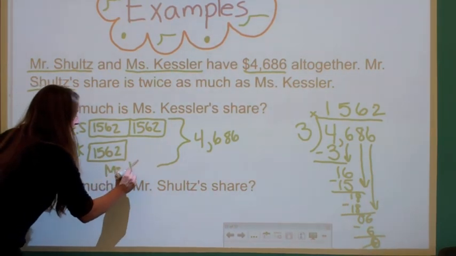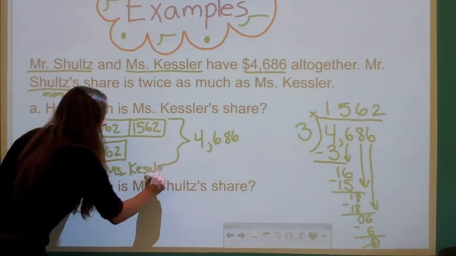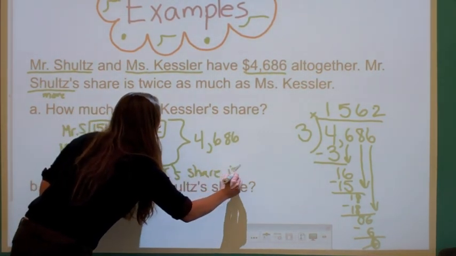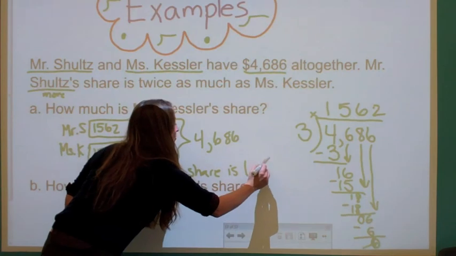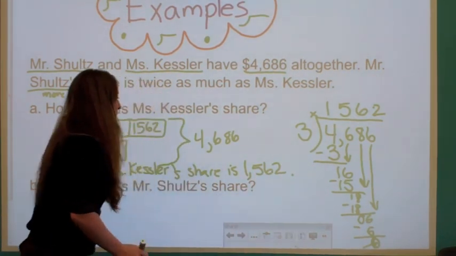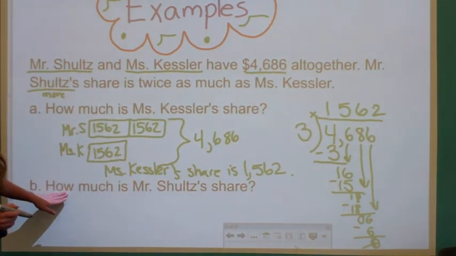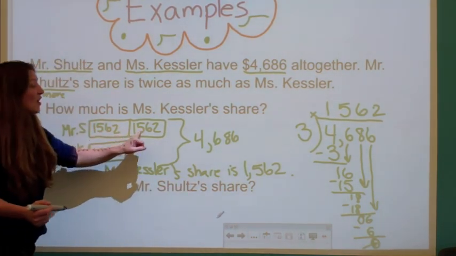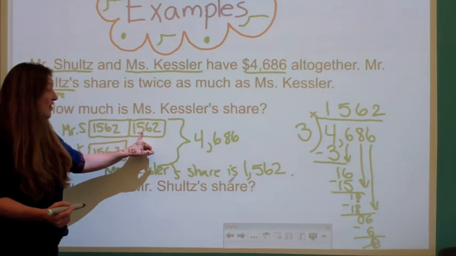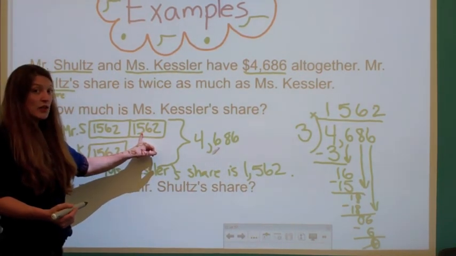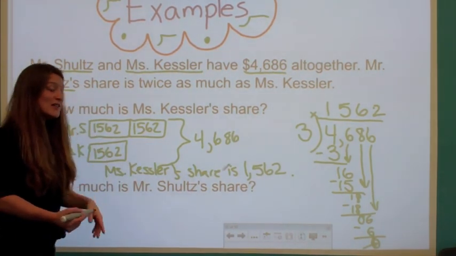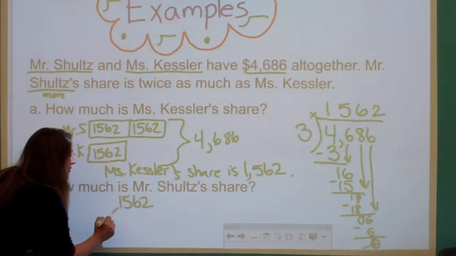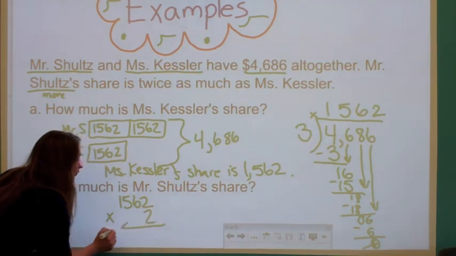Miss Kessler's share is 1,562. Now I have to find how much Mr. Schultz's share is. So I know that each of his pieces is worth 1,562. He has 2 pieces, so I'm going to take that number, 1,562, and I'm going to multiply it by 2.